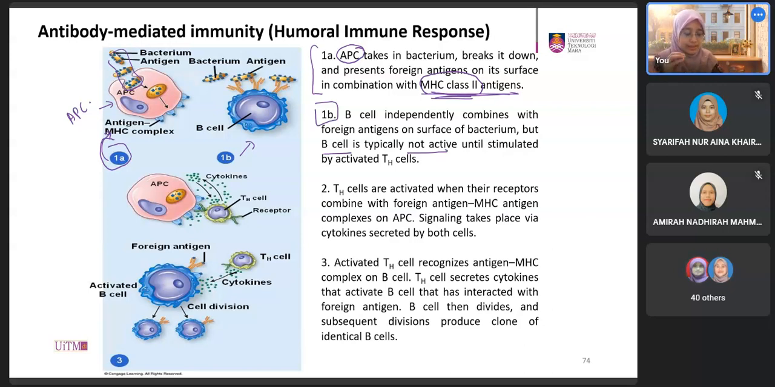So remember, this B cell, as I mentioned, can also become APC. Tapi asal dia B cell ni dia belum diaktifkan lagi. It roams in your body fluid, in your blood, for example, dalam keadaan tak aktif, not active yet, until stimulated by activated helper T cell. Okay, so figure number 2.